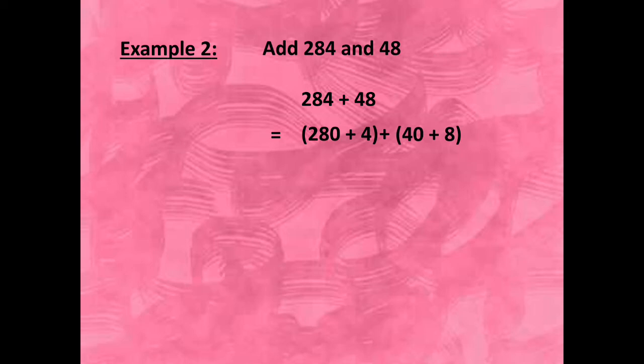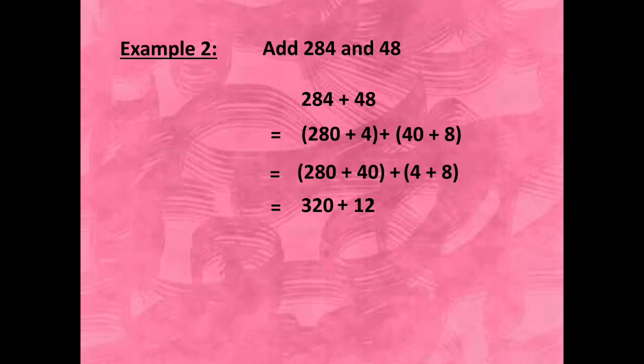So now we will take the 3-digit and 2-digit number. We will change the order, that is 280 plus 40 to one side. Then we will add 4 plus 8, the remaining digits. Now 280 plus 40 times, that is 280, 290, 300 and 310, 320. So 320 plus 4 plus 8 is 12.